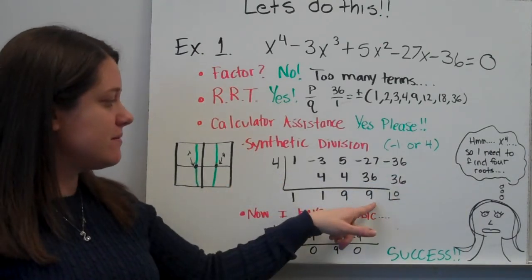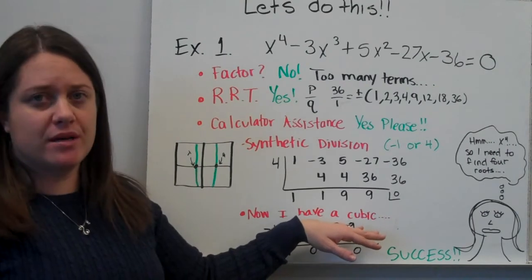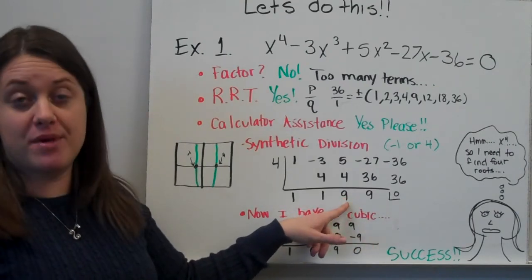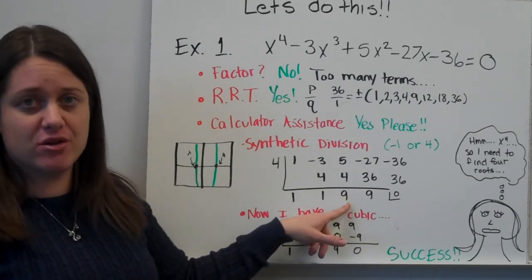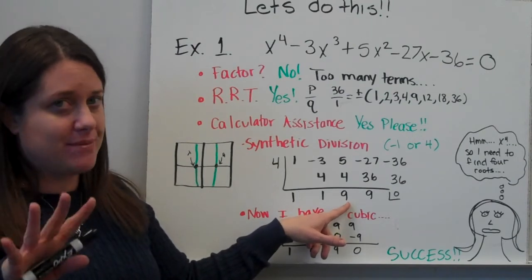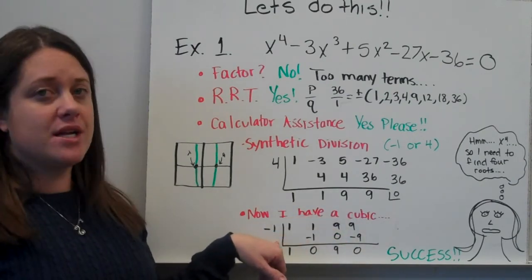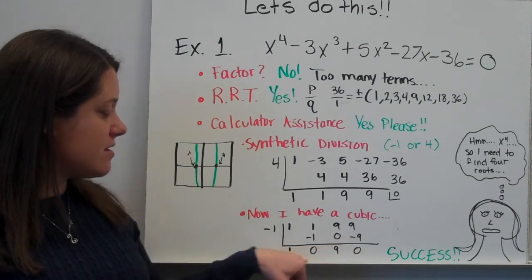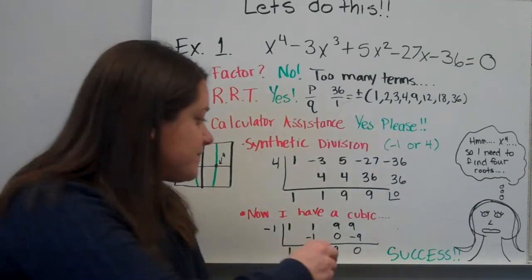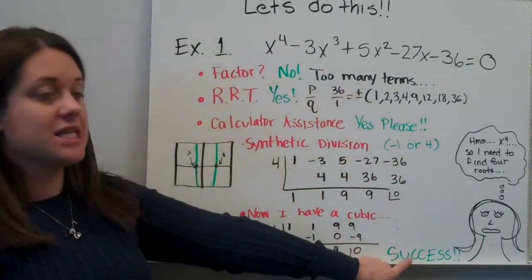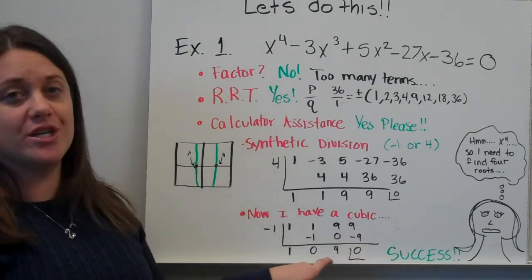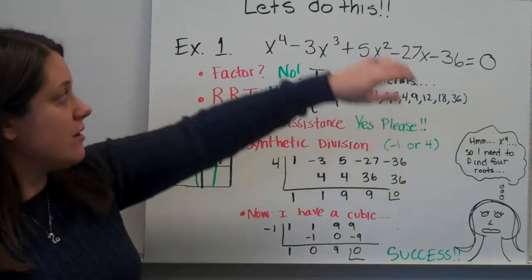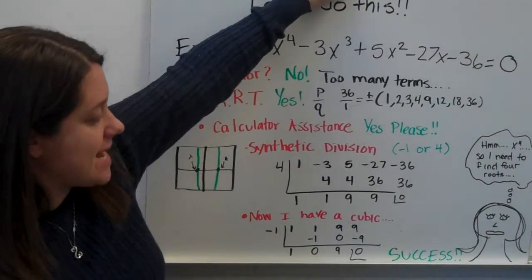Did my synthetic division. I'm down to a cubic. Could this be factored? I don't know, maybe. It has 4 terms. I might be able to factor by grouping. But I think let's just keep dividing. Plug in negative 1. Now I'm down to only 3 terms because I know that this is my remainder. Success. I'm down to a quadratic. Thank God.